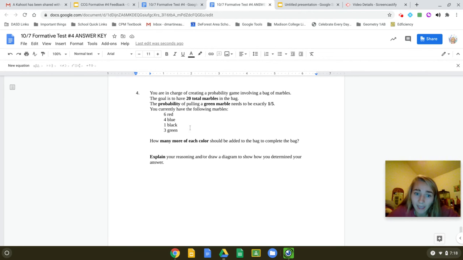And I currently have 3. So what I need to do is I need 1 more green marble. And then let's think, okay, if I add that green marble, how many am I sitting at? I need 20, but how many do I have? So I have 6 red. I'm going to do 6 red plus the 4 plus the 1 plus now I have 4 green. So if I have 6 plus 4, it's 10, plus 1 is 11, plus 4 is 15 marbles currently.